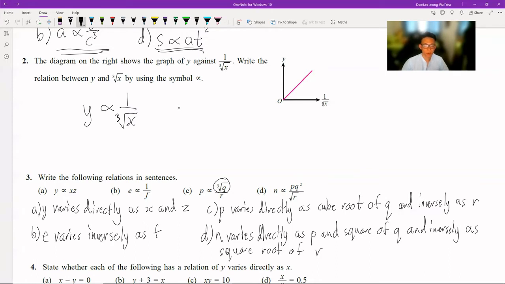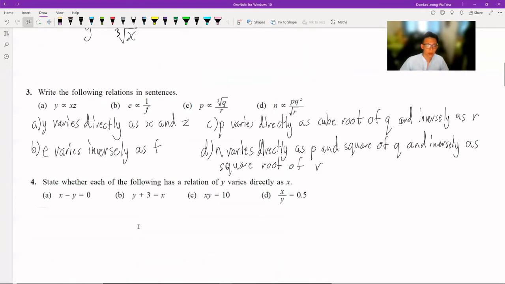Make sure you don't confuse between square, square root, cube, and cube root. That is also a very common mistake that a lot of students make. Square is like this. Root means root like that. Make sure you don't confuse between your normal power and the root.